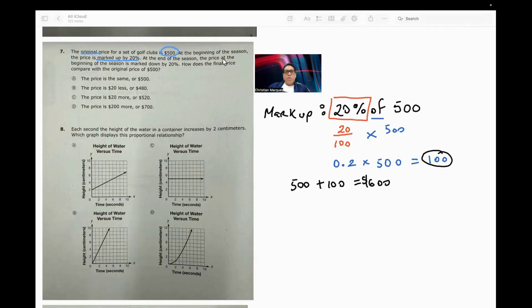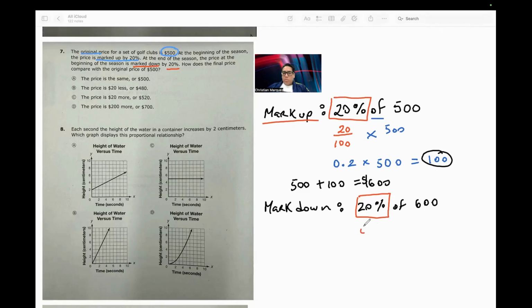At the end of the season, the price at the beginning of the season is marked down. This time it's going to be marked down by 20%. So now let's find the markdown. Okay. Markdown is 20% of the price. And the new price is $600. Remember that this is already calculated from the markup.